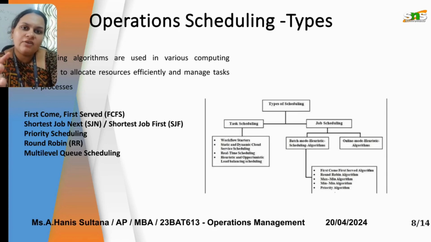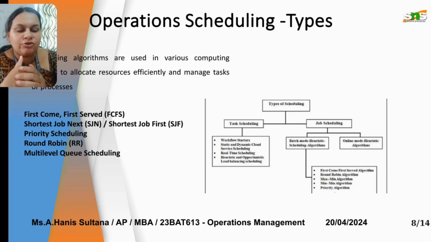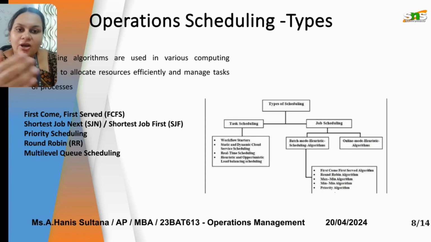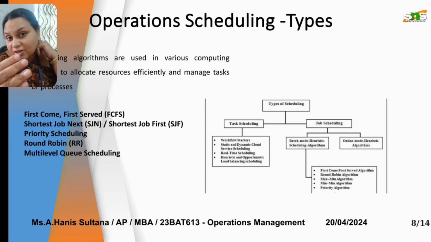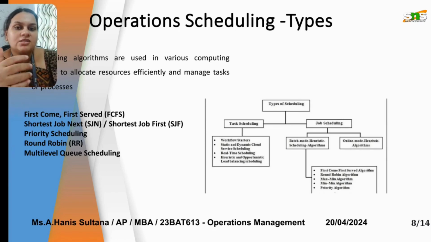Another method we have is algorithms. If we go for task scheduling, different types of tasks can be allocated, and in job scheduling we have to match the batch order and online mode. We have to allocate offline and online modes, and based on that the different scheduling types have to be listed. Here we have first come first served, shortest job next, priority scheduling, round robin, and multi-level queue scheduling. All these come under the algorithm scheduling types.